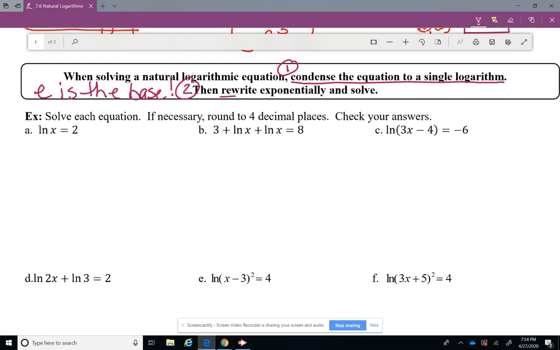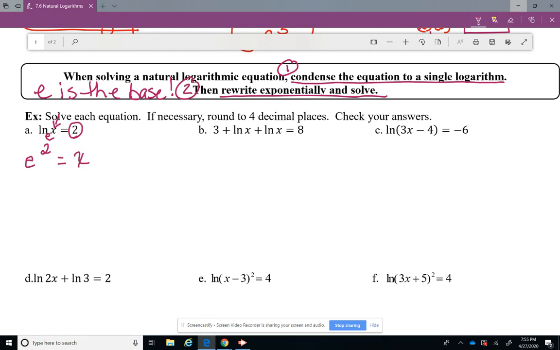Then you're going to rewrite exponentially and solve. If e is the base, I want you to picture e being right here. So e to the, remember the answer sitting here is always the power, equals the number sitting there. Because remember, this is like saying the natural log, base e, of x equals 2. You take the e, you put it to the power, and you set it equal to the number. So that's going to be x.